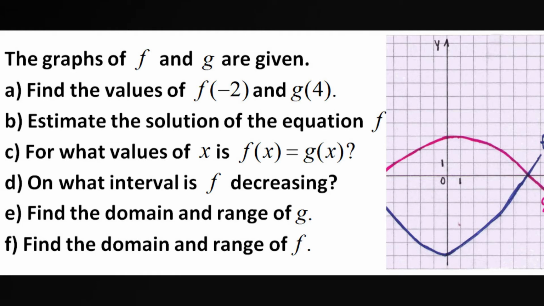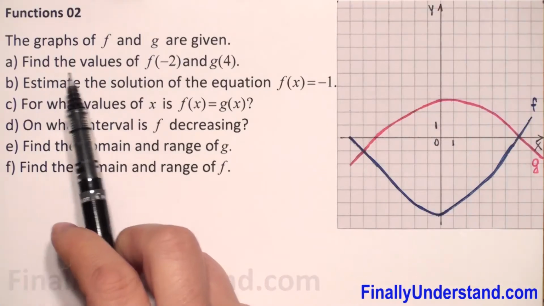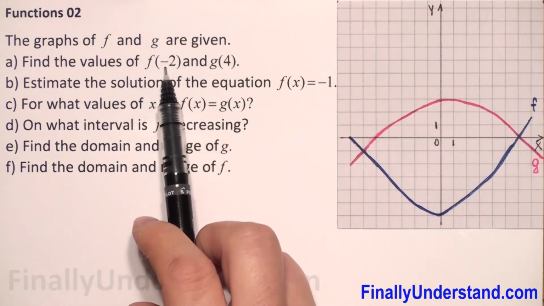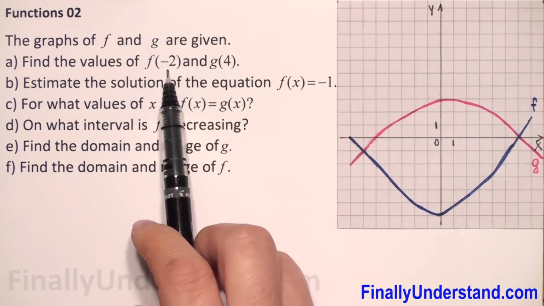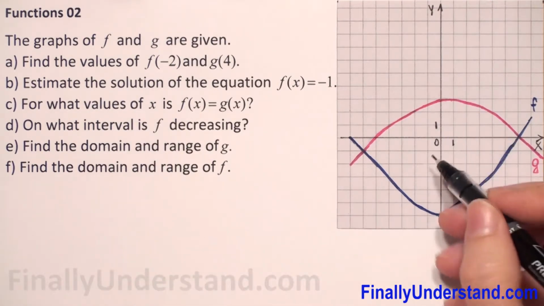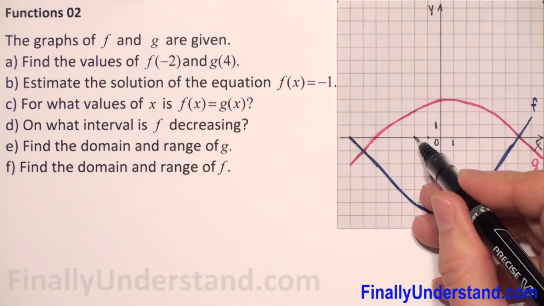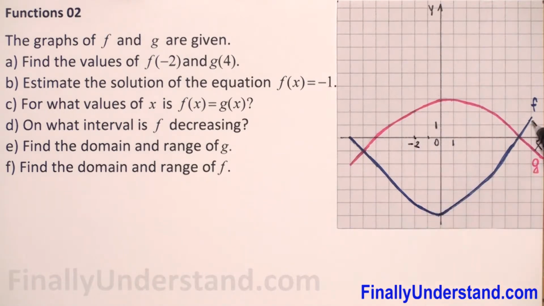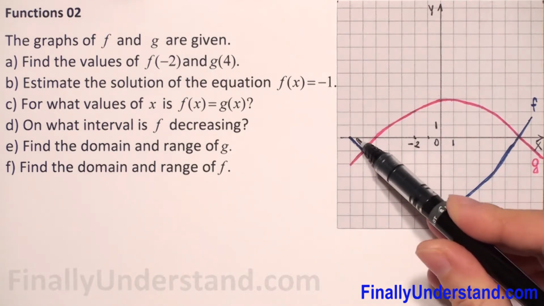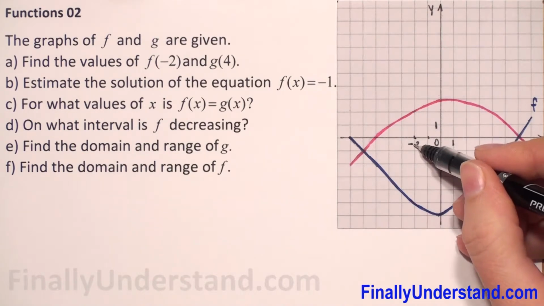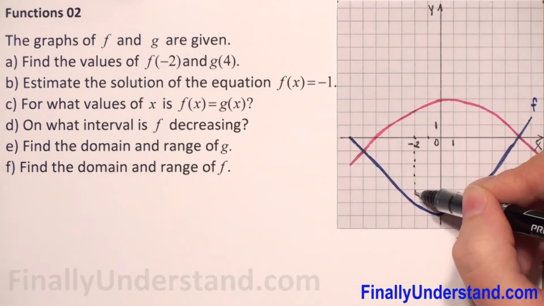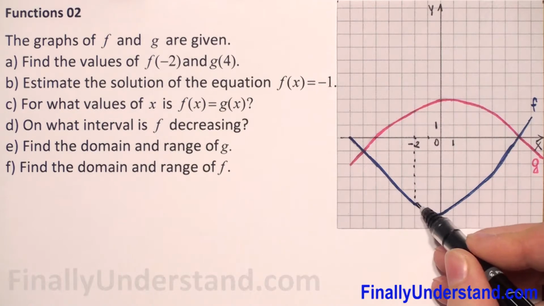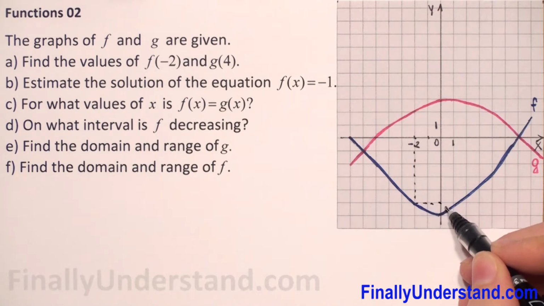Now we have given two functions, f and g. First, we have to find the value of f of negative 2. So we have to find where x is equal to negative 2. We have negative 1, negative 2, and our f function is blue. So we have to go down to this point and just read the value of f of negative 2.